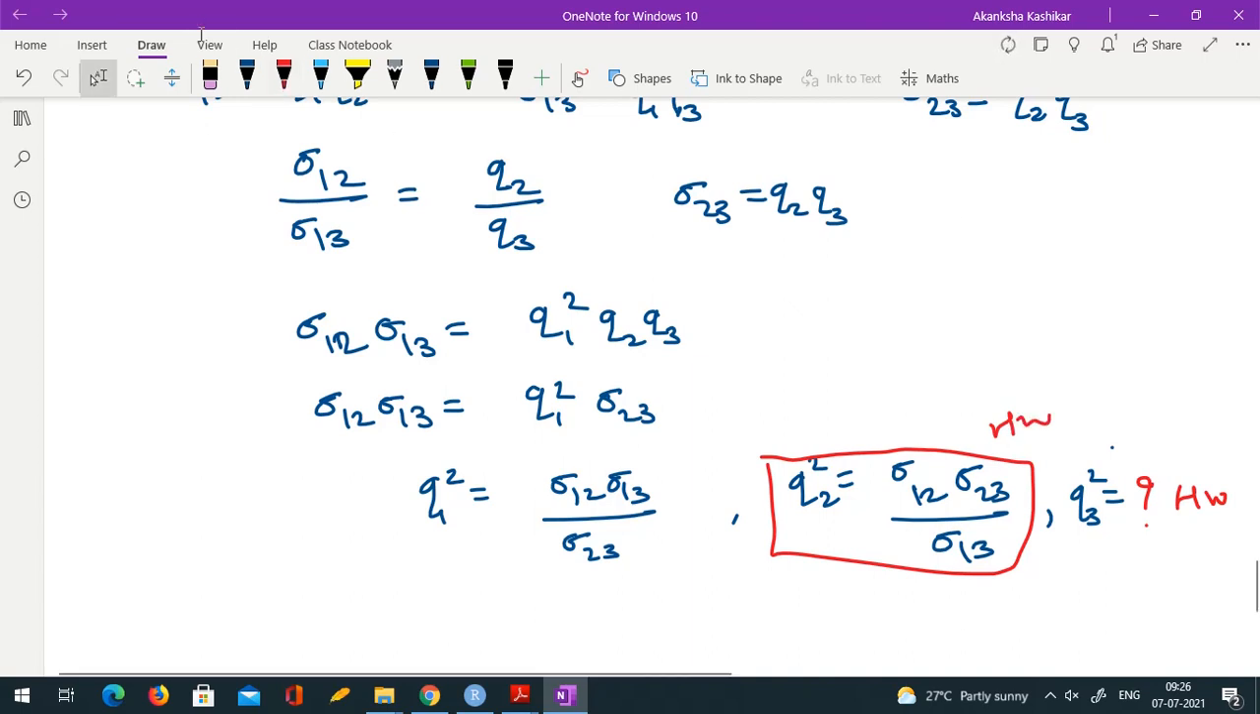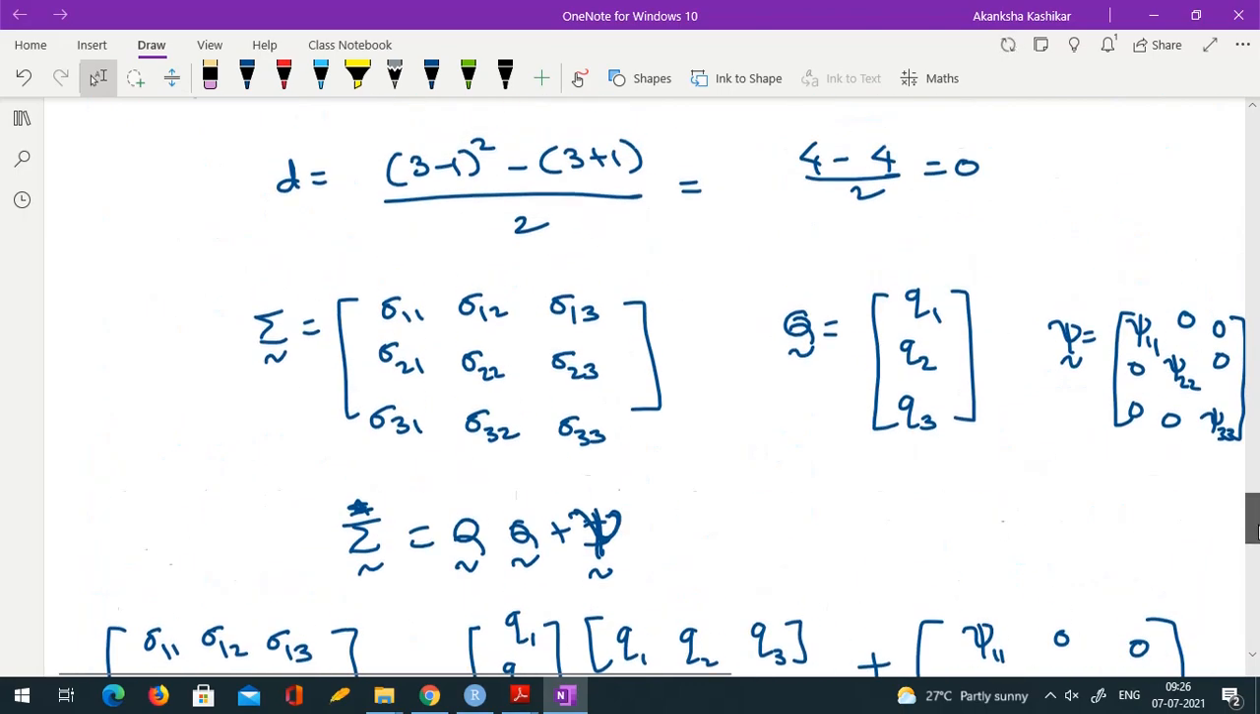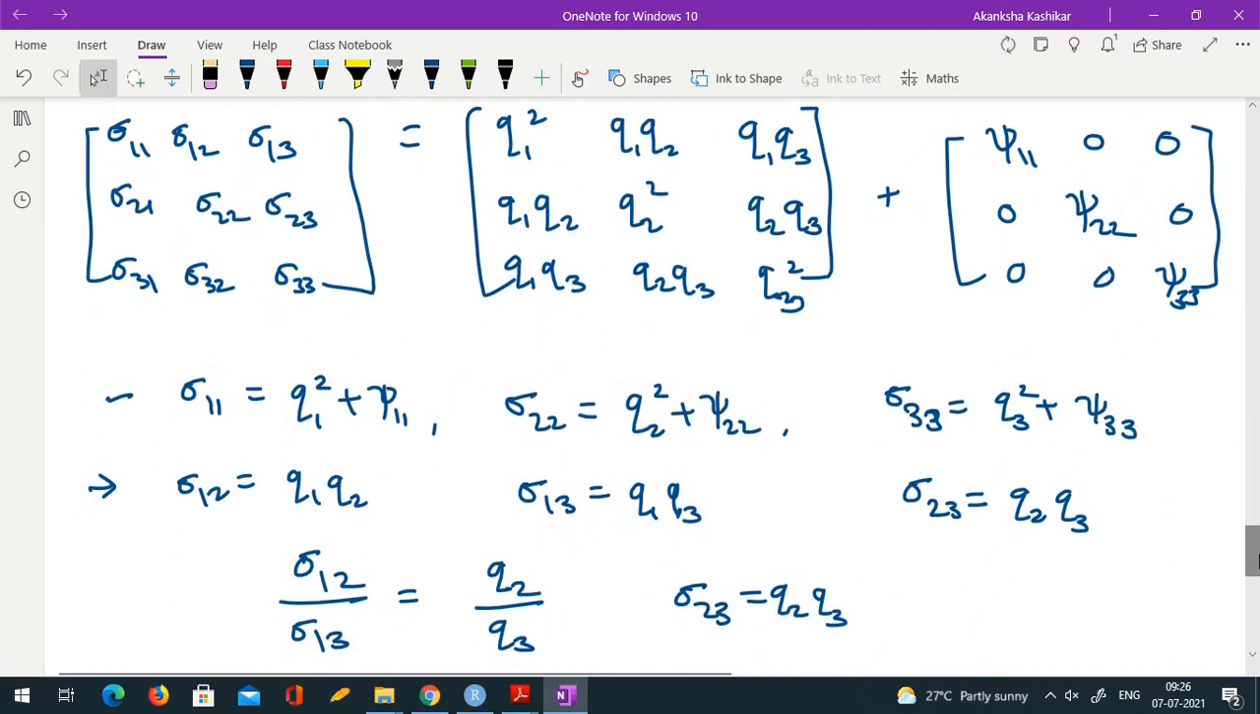So now I know q1 square, q2 square and q3 square, and can I use that for getting psi 1 1, psi 2 2, psi 3 3 now? Yes, because I have this another set of equations, right? Sigma 1 1 equal to what? Sigma 2 2 equal to what?